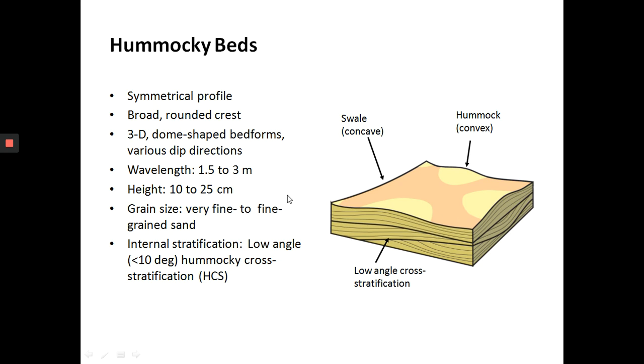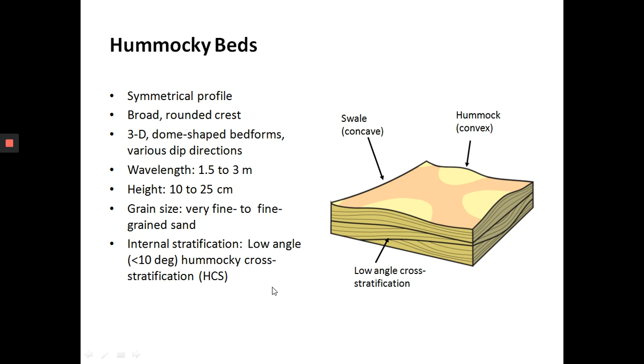These are relatively large bedforms. They have a wavelength ranging from 1.5 to 3 meters, with heights between 10 to 25 centimeters, and they only occur in grain sizes ranging from very fine to fine grain sand. So dealing with coarser grain sand, you will not get any hummocky beds developing, even though you increase the orbital velocity.